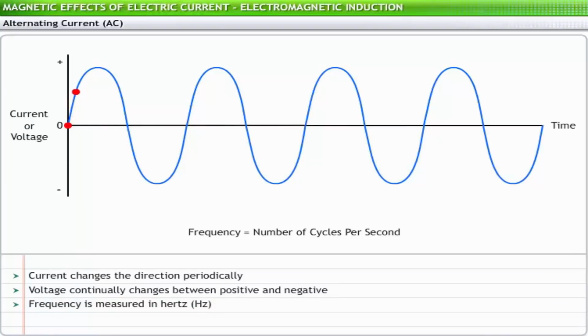The increase in value from 0 to the positive maximum, then the decrease back to 0, then the further increase to the negative maximum, and the decrease back to 0 is counted as one complete cycle.